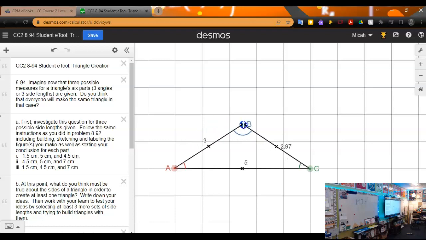Now I got to make 4.5 and 1.5 happen at the same time. Now I got to figure out where is that spot where I can get 4.5 and 1.5. Crap. Oh, there's 1 point. I wonder if I can lock this. I can lock this length.